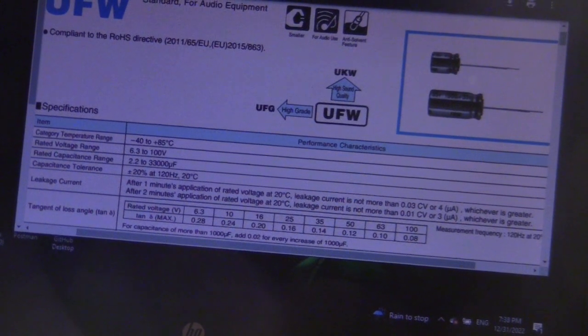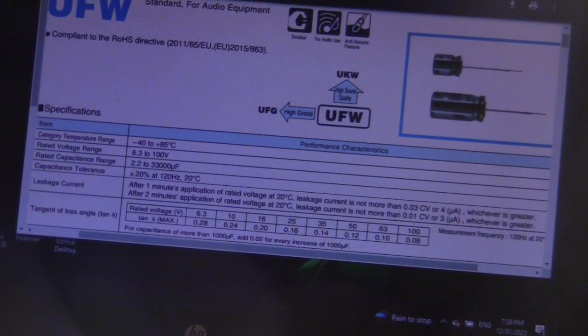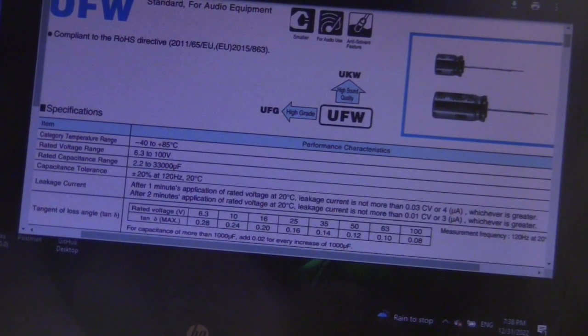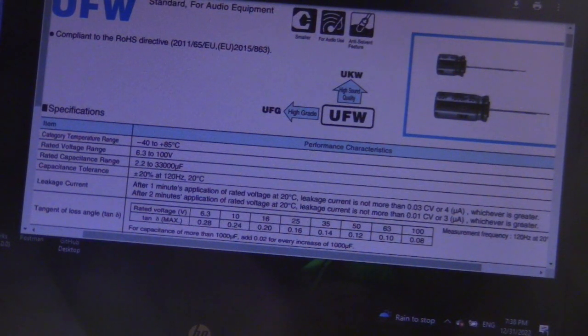Let's get some information from one of the websites. I usually buy my capacitors from that website. Personally, I like Nichicon capacitors. I just stick with that manufacturer and brand. It's easy to find the parts I want. Let's see what this means.